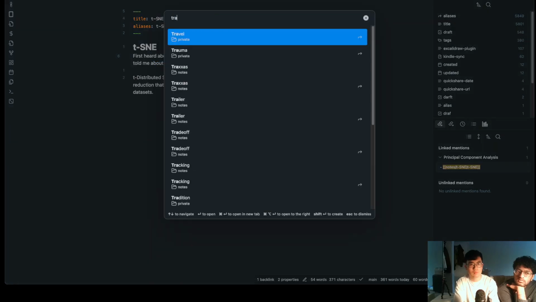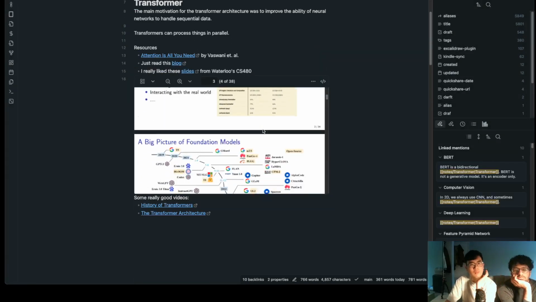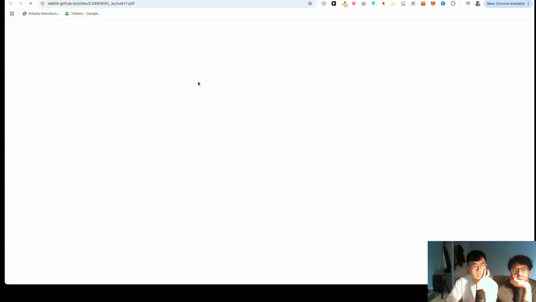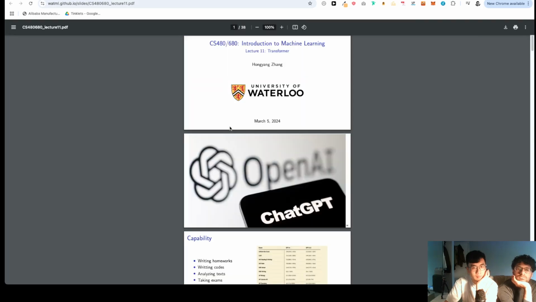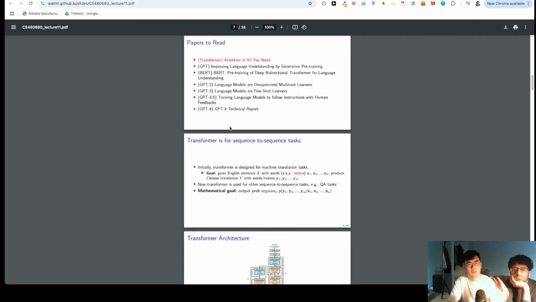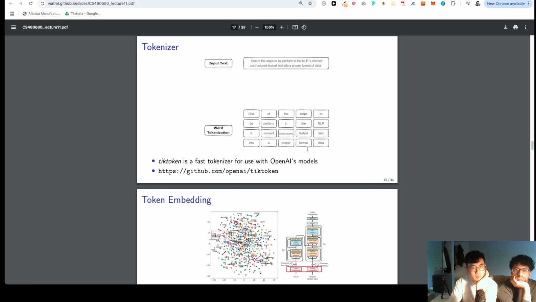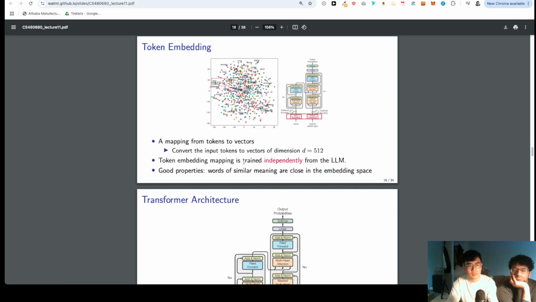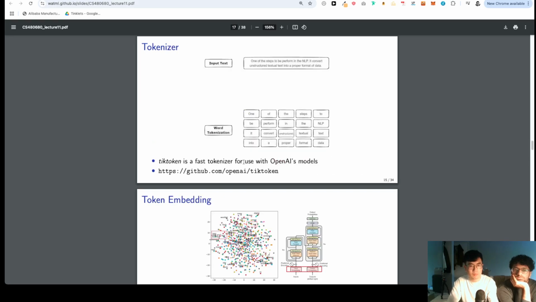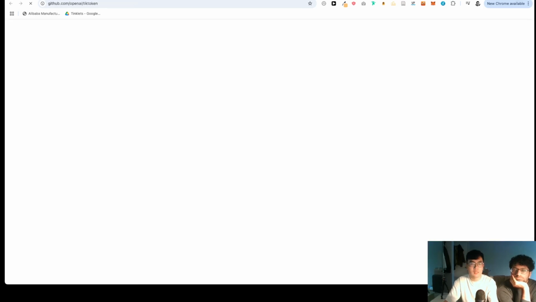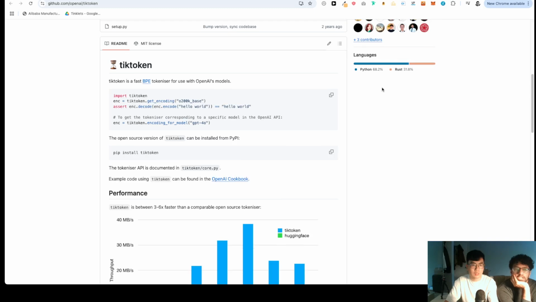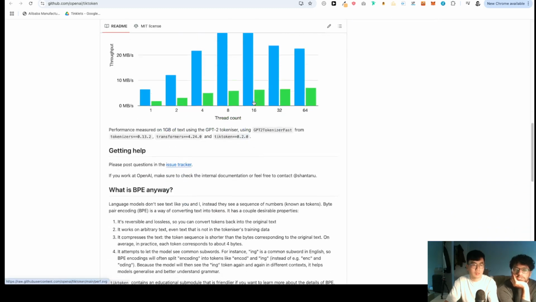Sorry, I think he talked about it here. Yeah, these slides were pretty good, honestly. This is my first proper intro in class. Transferring sequence to sequence, and then the architecture, tokenizer, tiktoken, and then a mapping from tokens. A token embedding mapping is trained independently from the LLM. I guess the tokenizer can be just hard coded, right? Yeah, I don't know what they do nowadays, though.